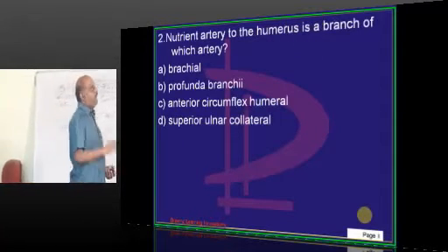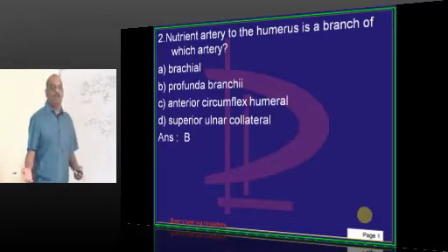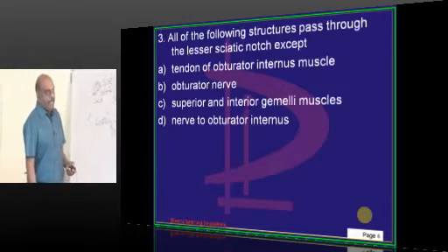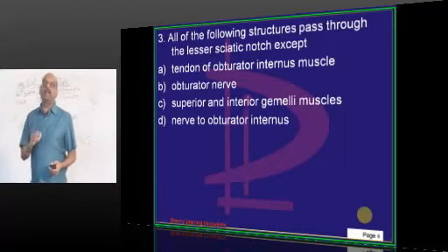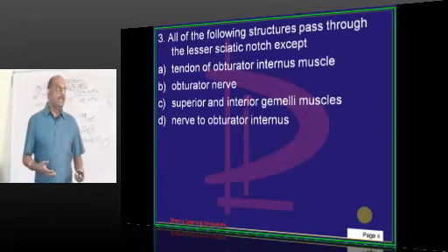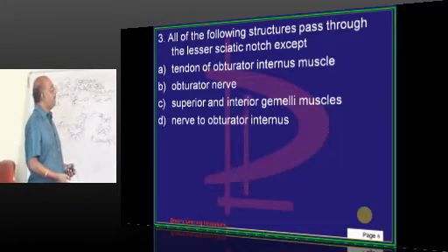Now, where is the nutrient artery of the humerus? Basically, it is a branch of profunda brachii. So, there are about 7 to 8 locations where the nutrient arteries of those bones are branches from there. It is a common question, which you have to remember.